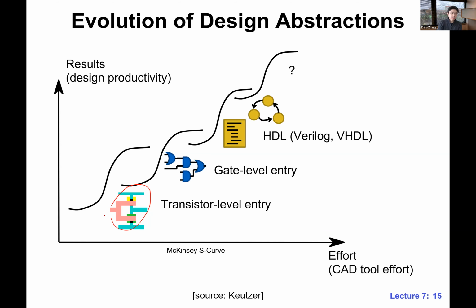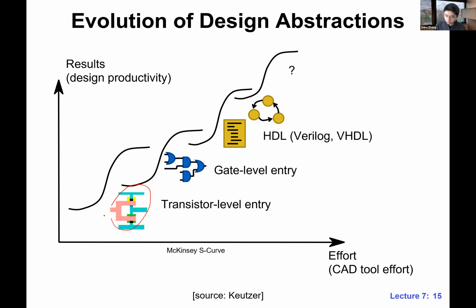So think about today's billion transistor chips. This is definitely not sustainable. This is not a good idea. That's why many years ago, easily 20 years ago, the industry already moved away from doing chip design at the transistor level and gate level, because they are just not scalable. So the industry has started to build more abstraction.